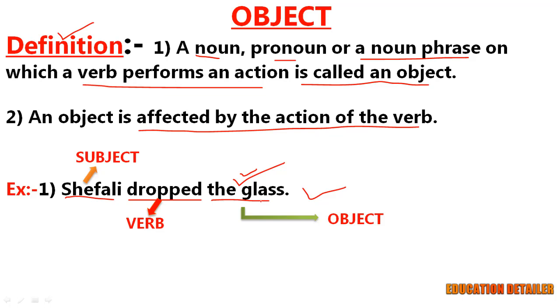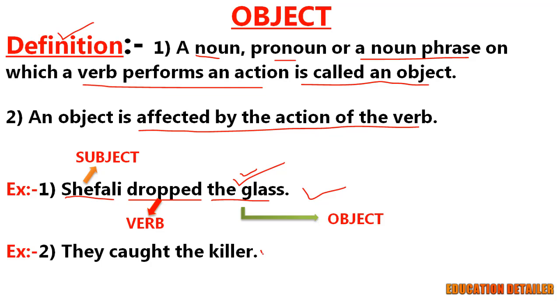Let's look at one more example. They caught the killer. In the first example, the subject is a noun, but in second, it is a pronoun. So, they is the subject, catch is a verb, and whom did they catch? The killer. So, it is the object here.